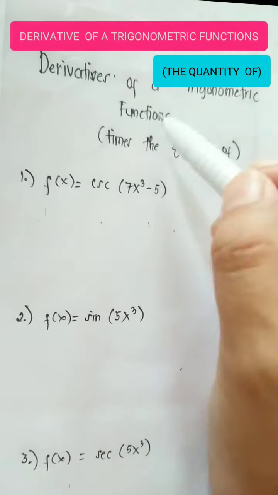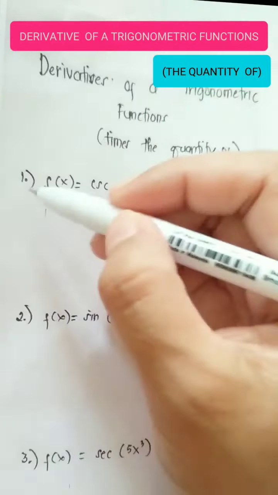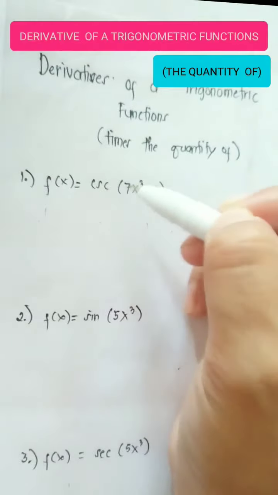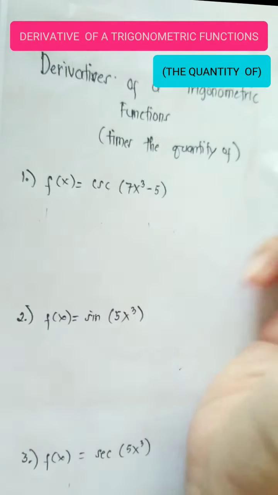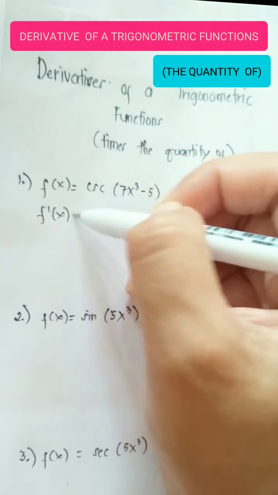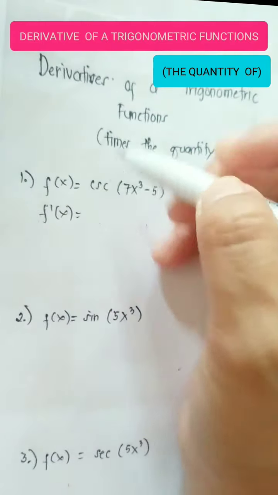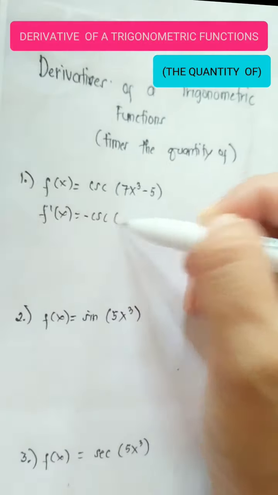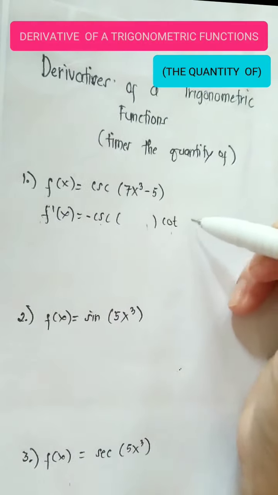Derivatives of trigonometric functions. So we have here number 1, f of x equals cosecant of the quantity 7x cubed minus 5. To find the derivative, we write f prime of x, then the derivative of cosecant, that is negative cosecant x cotangent x.